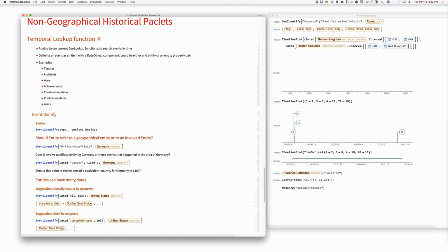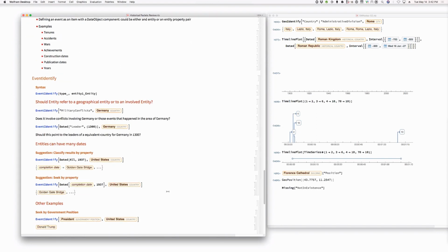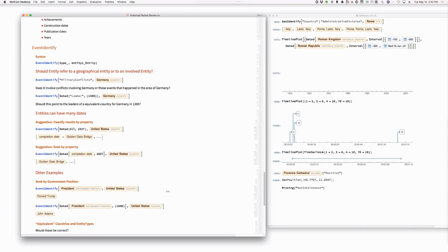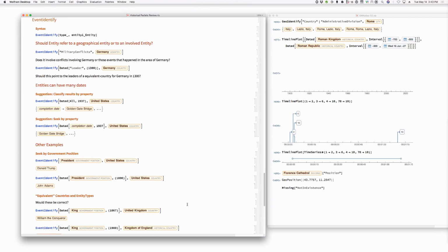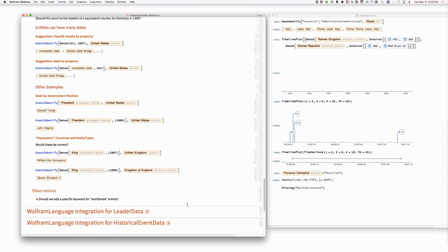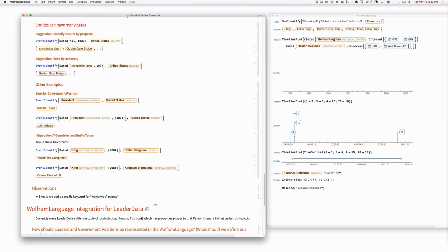I don't really like the word event. It's not really an event. Yes, so here we start a really different discussion, which is how to treat lookups of dates.